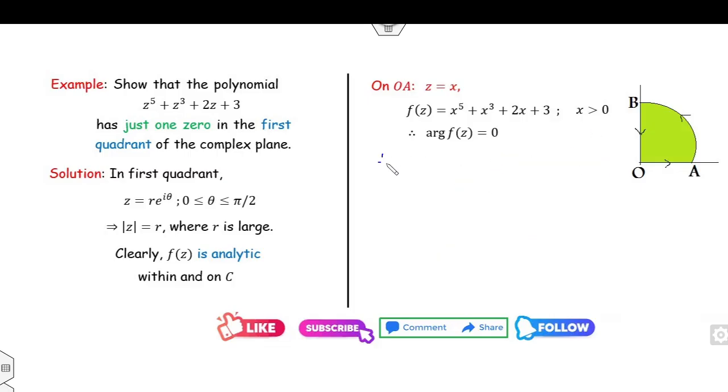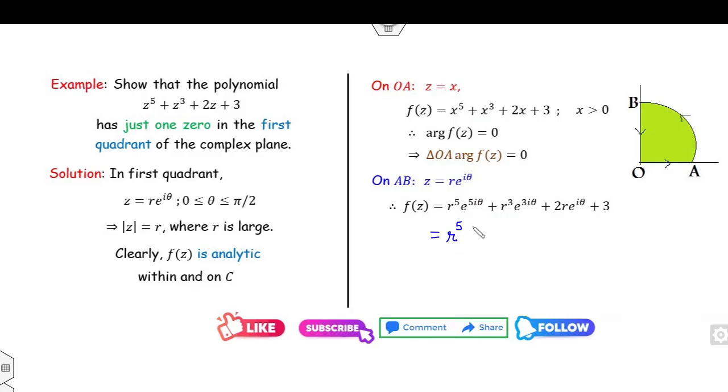So therefore the argument over the curve OA of f(z) is 0 on the first quadrant from 0 to pi by 2, that is again 0. On the curve AB, I can substitute the value of z in the given function. I can calculate this result. Again, I can take r raised to power 5 as common. You will get this expression. Now when r is very large, so clearly when r approaches infinity, because what is the radius in the first quadrant? Infinity. So this term will be 0.